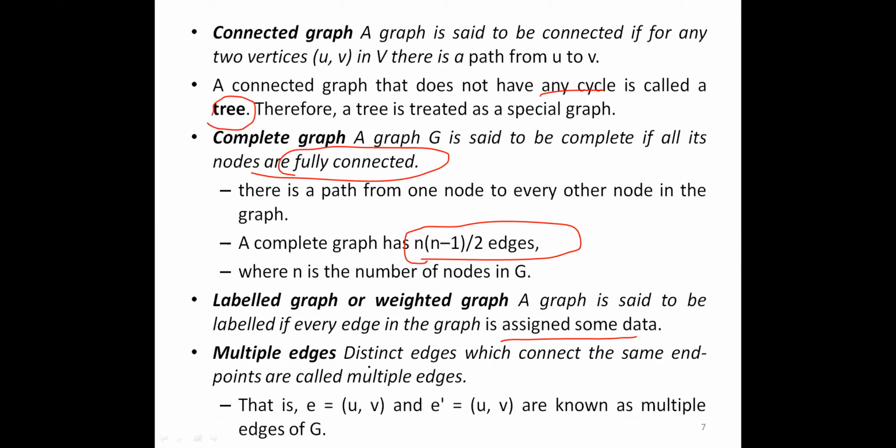Multiple edges. Distinct edges which connect the same endpoints are called multiple edges. You can reach a particular destination by several paths, in such a way that one path should not share another path's edges. That's what distinct edges are. You have two different paths. That is called multiple edges. So here it is represented as e dash.